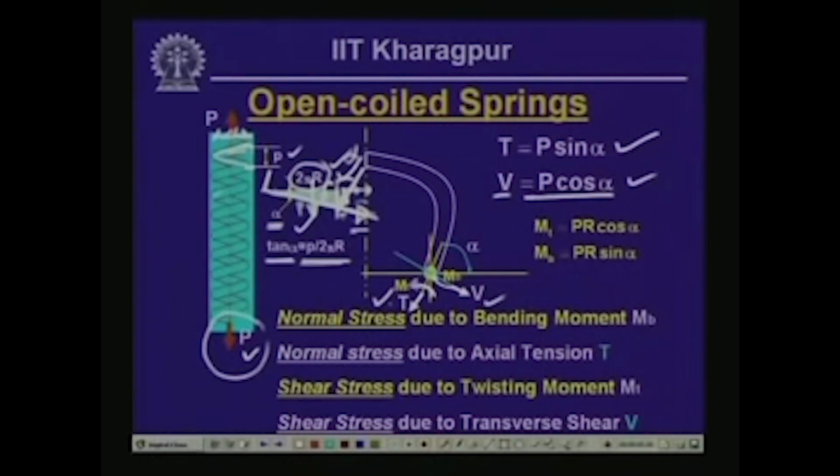So, this is the action of the moment which we have defined as MT, which equals P R cos alpha. If we take this vectorial direction moment, the component perpendicular to the wire axis equals P R sin alpha, and this is going to cause a moment. So one is a twisting moment in the wire, and the other is going to cause a bending moment, because the vectorial direction is perpendicular to the wire axis, and the moment acting is a bending moment in the wire.